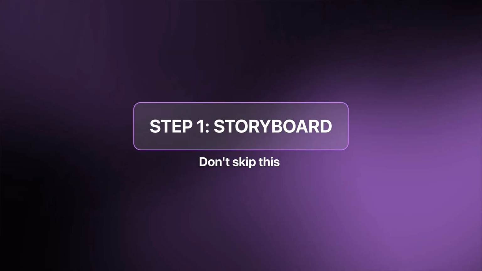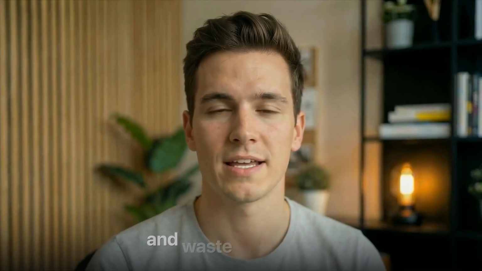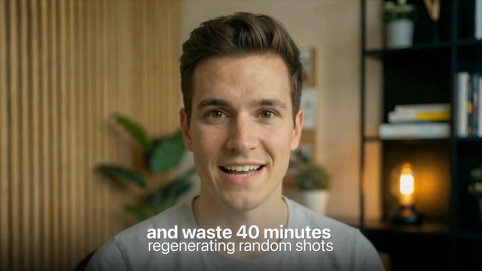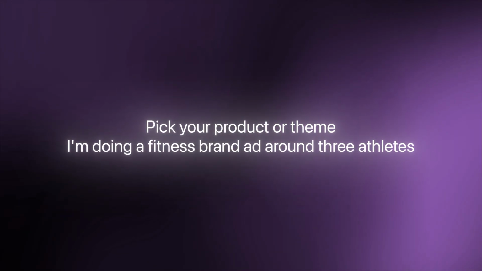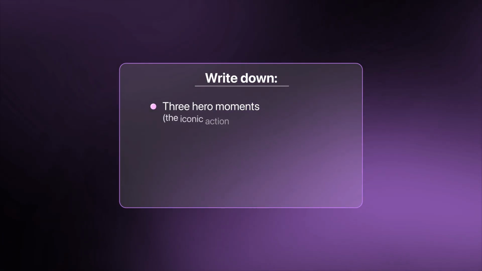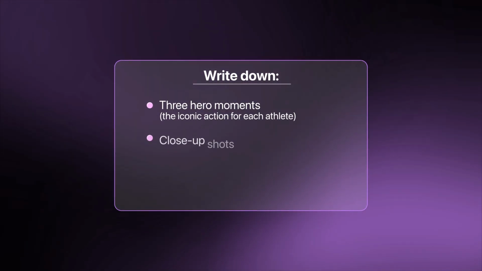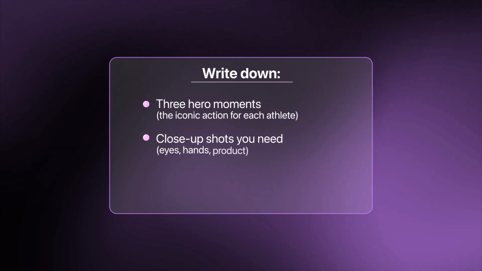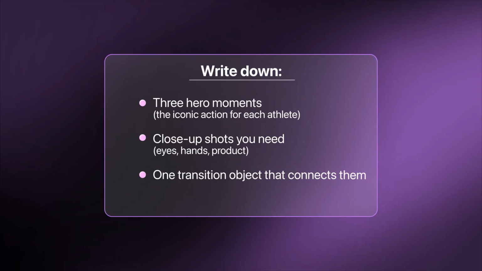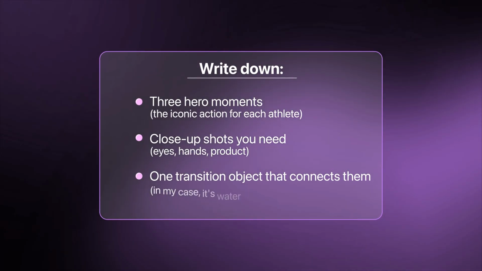Don't skip this. Most people jump straight into prompting and waste 40 minutes regenerating random shots. Pick your product or theme. I'm doing a fitness brand ad around 3 athletes, a boxer, a sprinter, and a swimmer. Write down 3 hero moments, the iconic action for each athlete. Close-up shots you need: eyes, hands, product. 1 transition object that connects them. In my case, it's water.